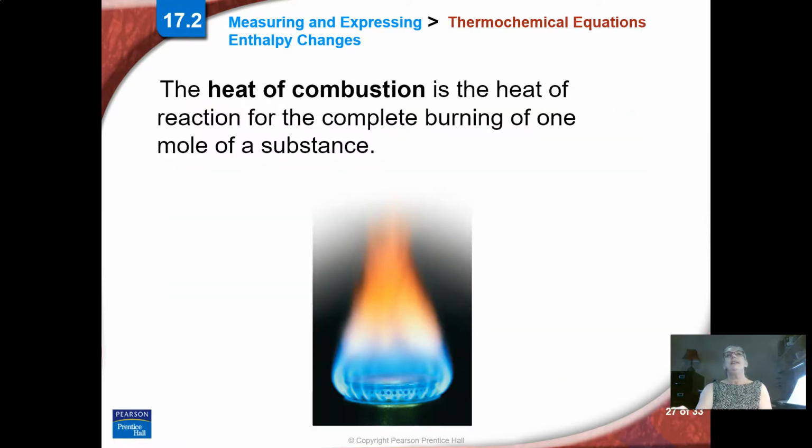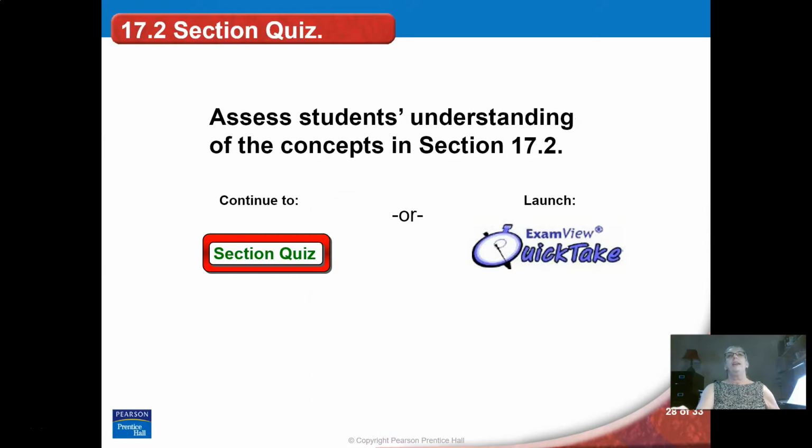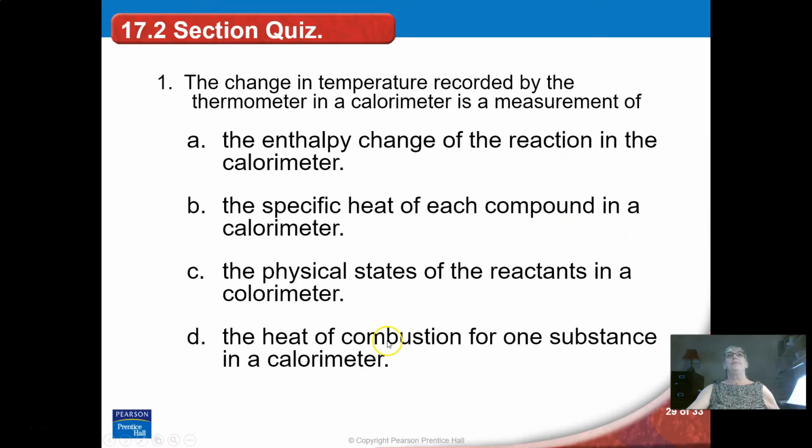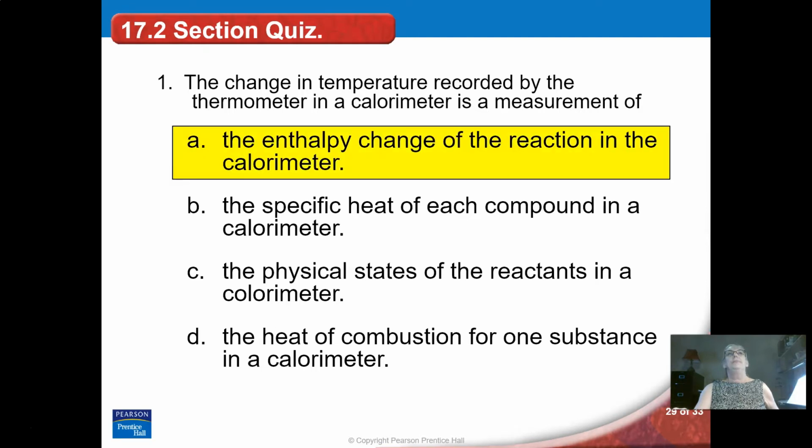Heat of combustion is the heat of the reaction for the complete burning of 1 mole. So that's the definition of heat of combustion. Let's see how well you learned this section. I would recommend you pause this and read this. There's a lot of reading there. See if you can figure out the answer. Go ahead and pause it, and now I'm going to give the answer.